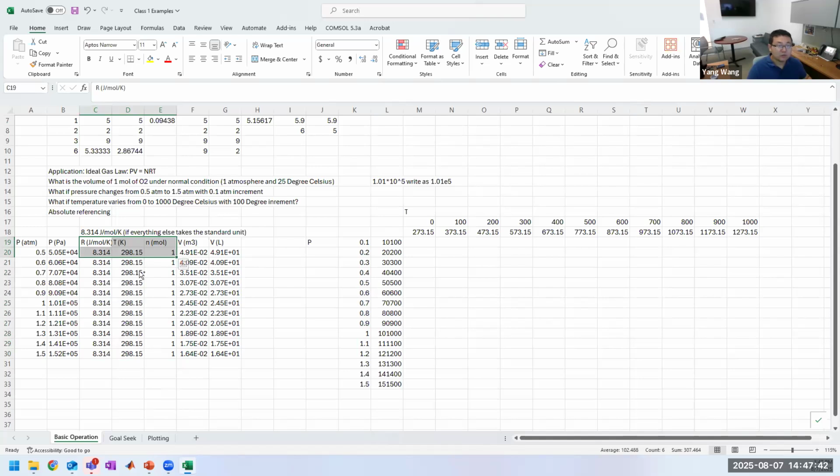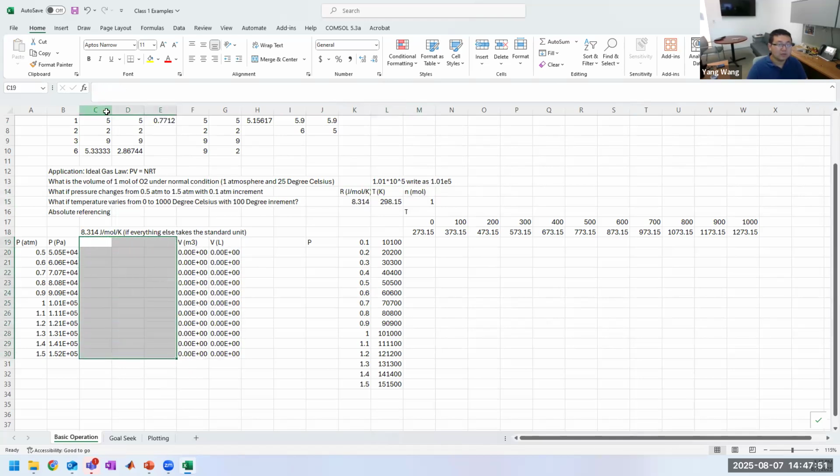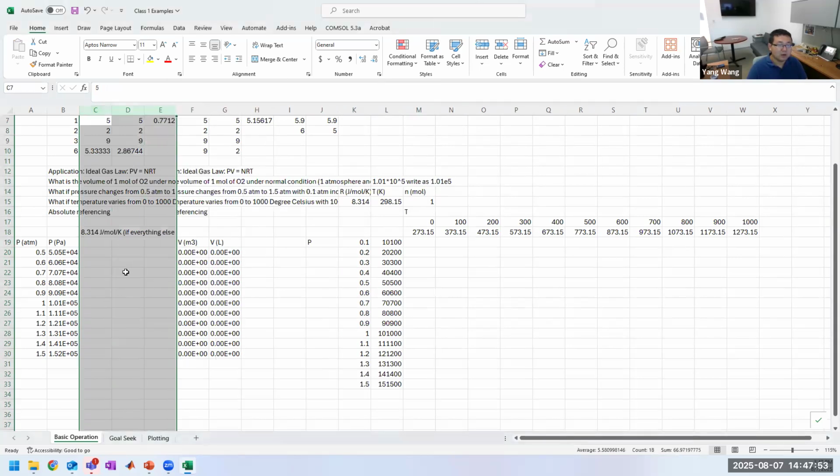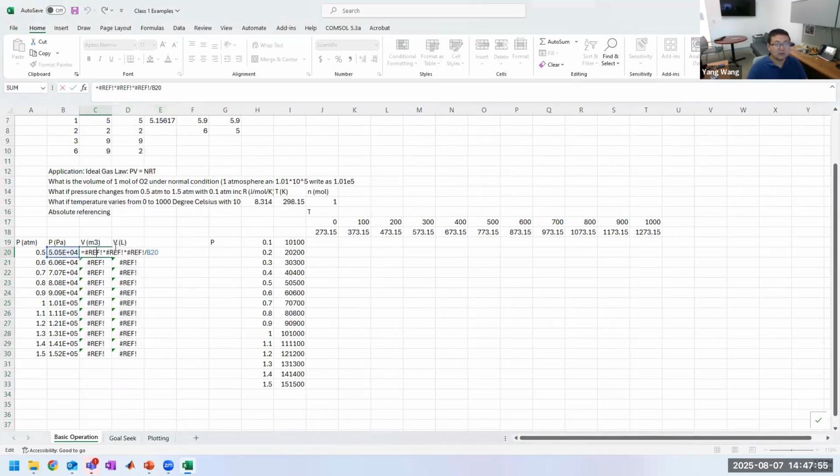The way we can do it is we can just copy these values out, for example put them here, and then we can remove these columns. I'm going to delete all of these columns. Now you can see that it's having a reference issue because we don't have those values anymore.